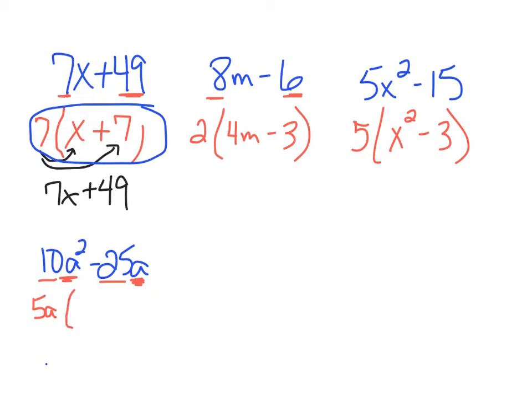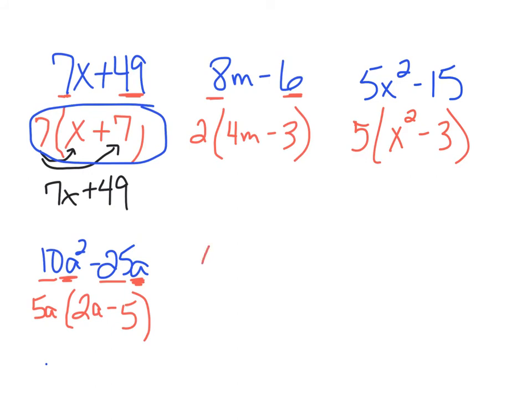All right, so now that I've started my parentheses, remember we're going to divide like before. 10 divided by 5 would make that 2, and a squared divided by an a still leaves me with an a, because a times a would make a squared. 25 divided by 5 is 5, and a divided by a, that part would cancel out. So this would be 5a times 2a minus 5.